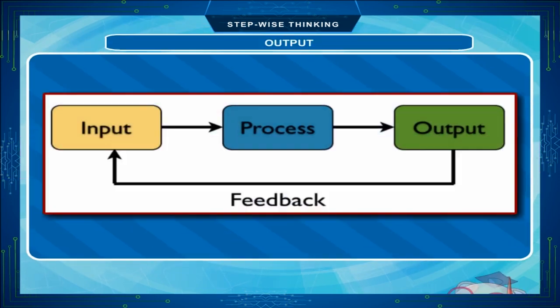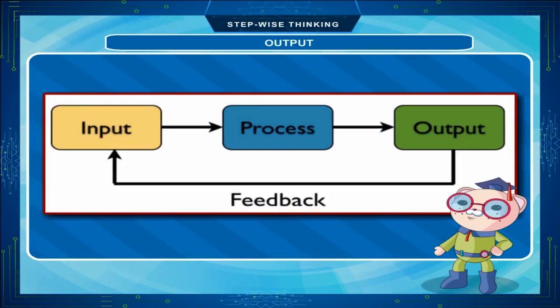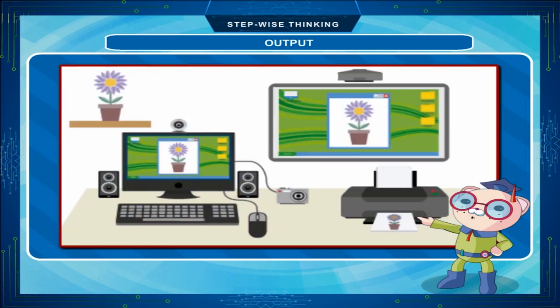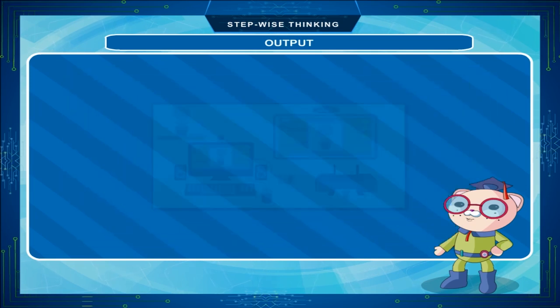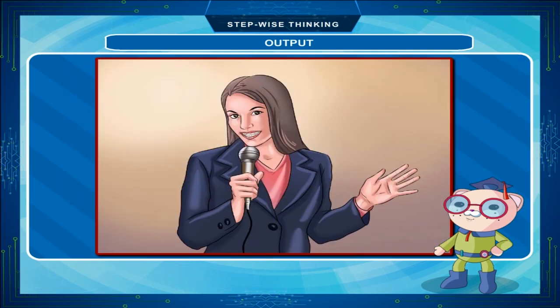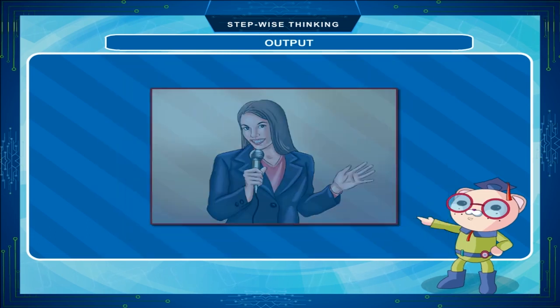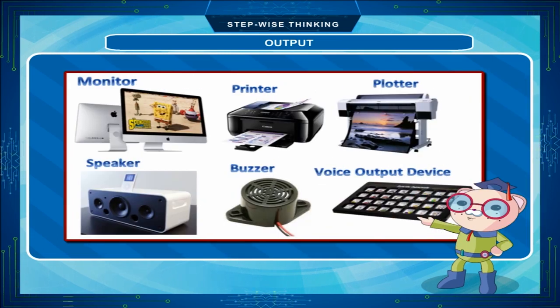Output. Finally, the result is served to the user. This final result is called output. We use different parts for this action. In human beings, we use mouth to speak and hands to write, while in case of computers, we use printer, monitor and speakers as output devices.